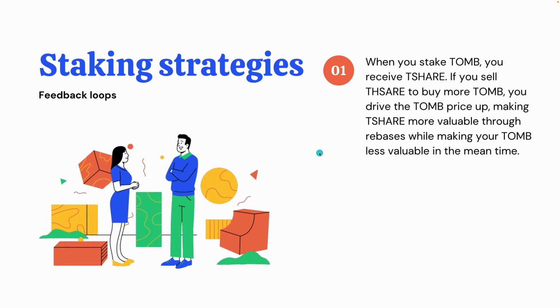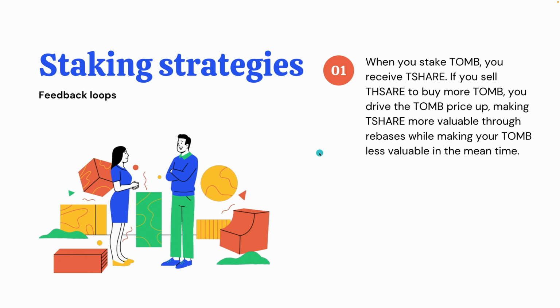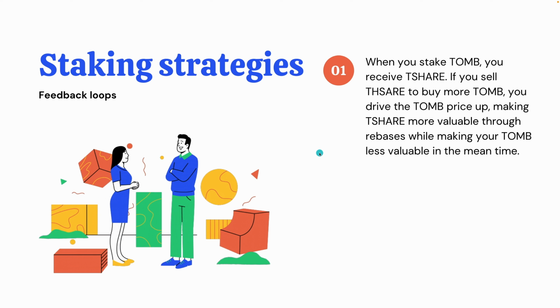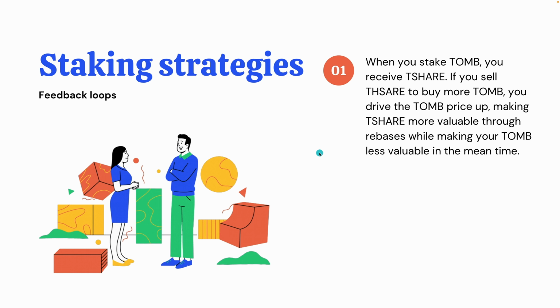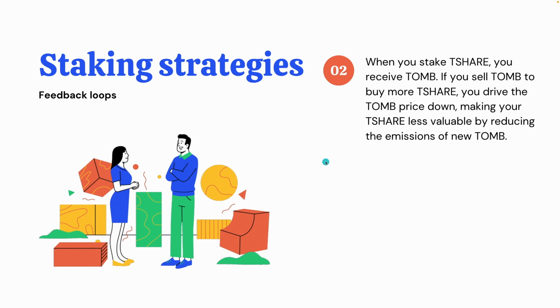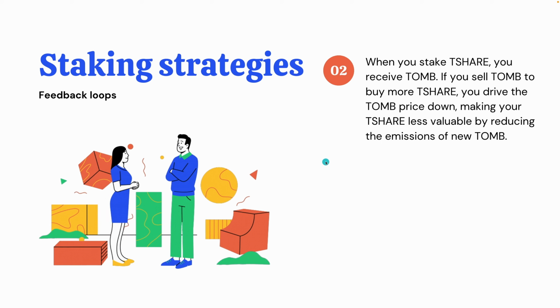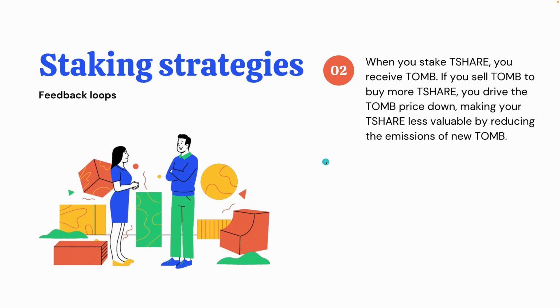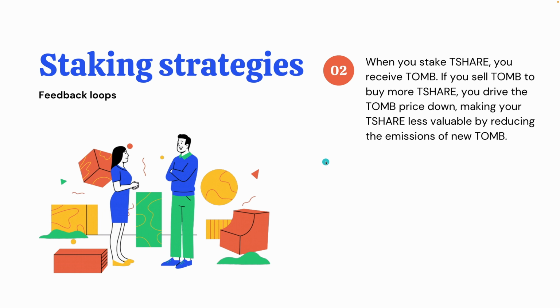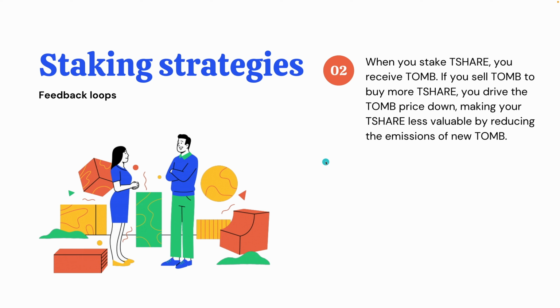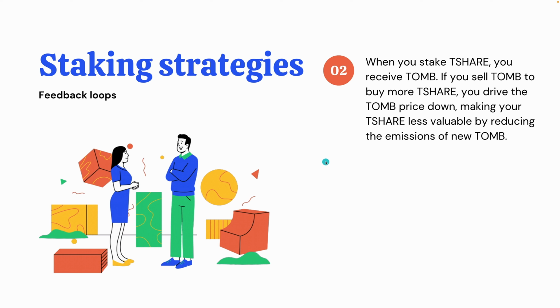The first one would be when you stake Tomb, you receive T-Share. Yeah, this is exactly what's happening. If you sell T-Share to buy more Tomb, you drive the Tomb price up, making T-Share more valuable through rebases while making your Tomb less valuable in the meantime. The second approach and feedback loop is this. When you stake T-Share, you receive Tomb. If you sell Tomb to buy more T-Share, you drive the Tomb price down, making your T-Share less valuable by reducing the emissions of new Tomb.